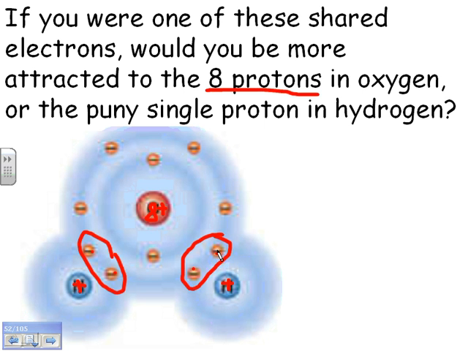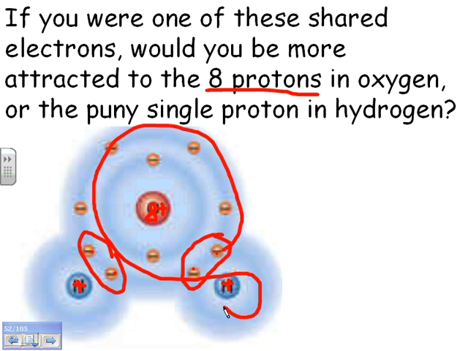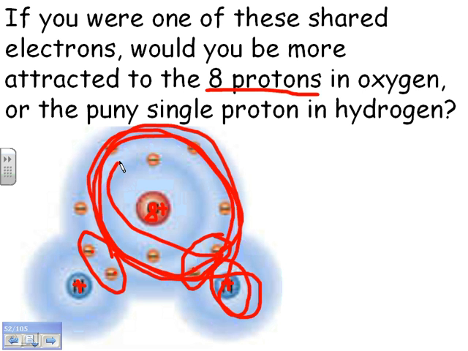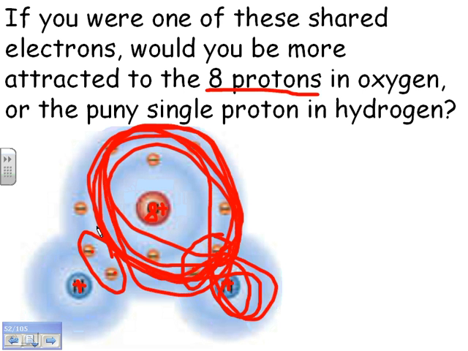These 2 electrons, if they're being shared by the hydrogen and the oxygen, would they be more attracted to the 8 positives or the 1 positive if you're a negative? And the answer is they are going to be more attracted to the 8. So they're going to actually spend more time around here, and they'll go out here once in a while, but they're going to spend a lot more time in here.